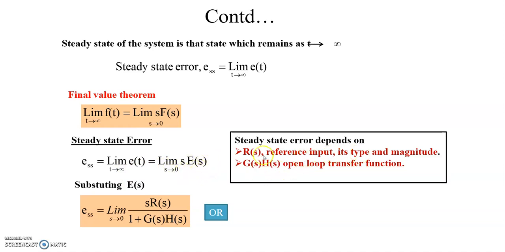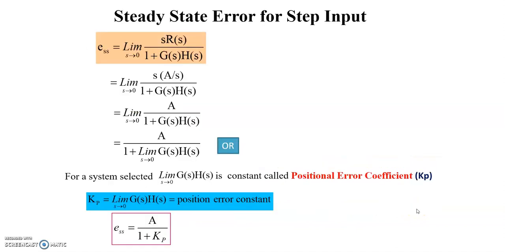So the steady state error depends on the R of s input signal, its type and magnitude, and then G of s and H of s, that is the open loop transfer function. Substituting E of s, which is R of s divided by 1 plus G of s into H of s, ESS is equal to limit s tends to 0 of s into E of s. That is equal to limit s tends to 0 of s into R of s minus T of s into R of s. So next, steady state error for step input.